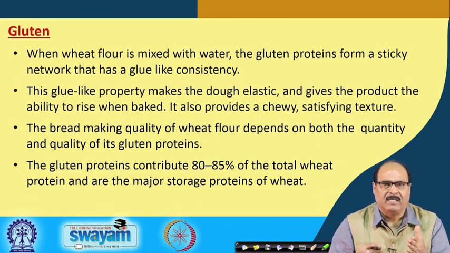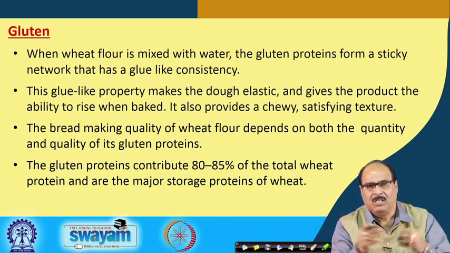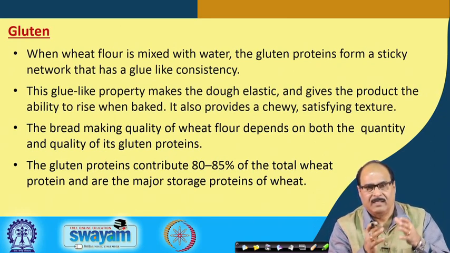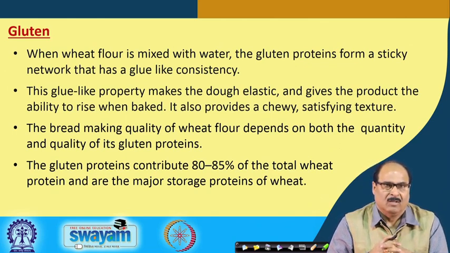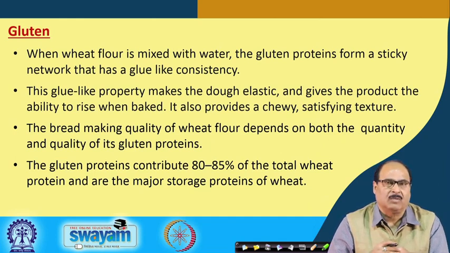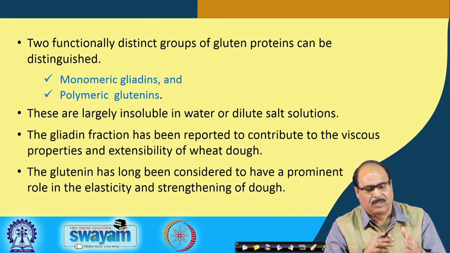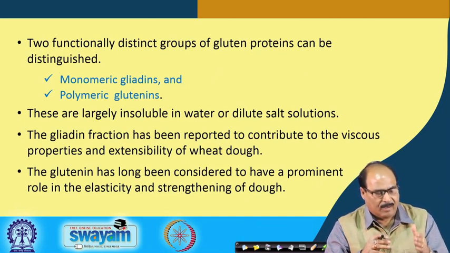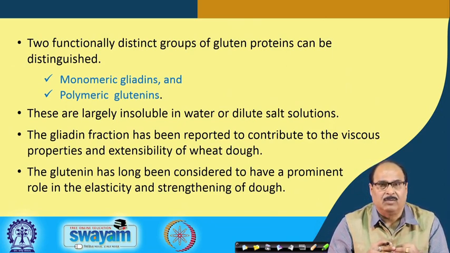The bread making quality of the wheat flour depends on both the quantity of glutenin and gliadin present, or in general the quantity of the wheat protein, as well as the quality of the wheat protein. The gluten proteins contribute around 80 to 85% of the total wheat proteins, and they are the major storage protein of wheat. The functionally distinct groups of gluten proteins are the monomeric gliadins and polymeric glutenins, and these are largely insoluble in water or in dilute salt solutions.